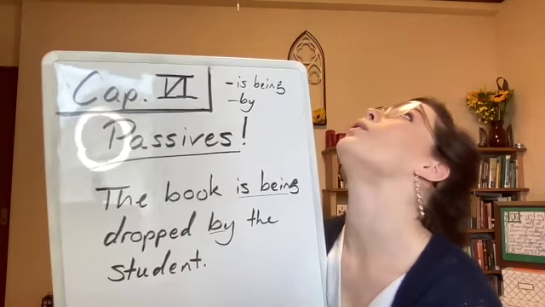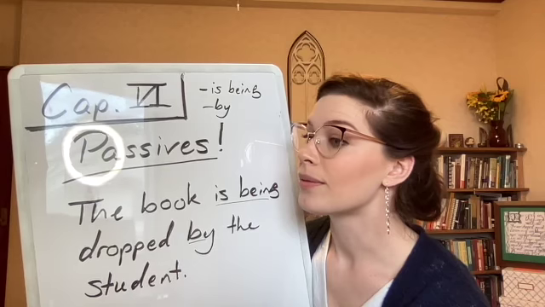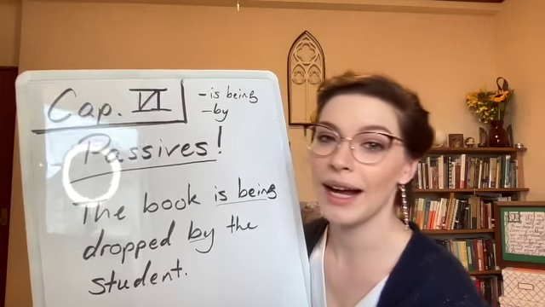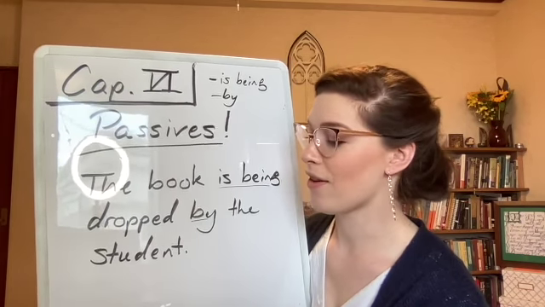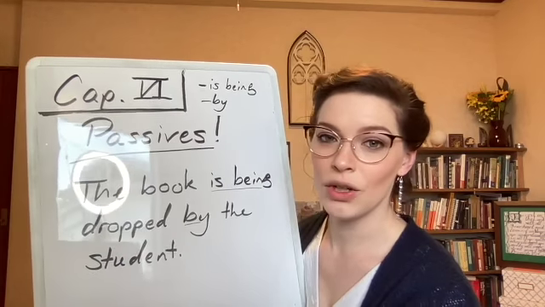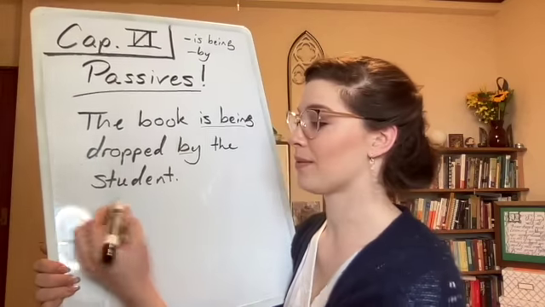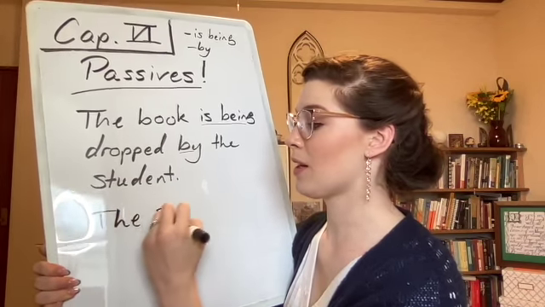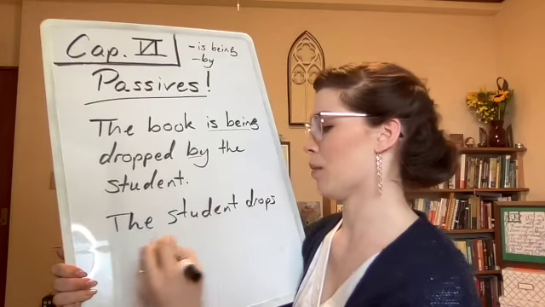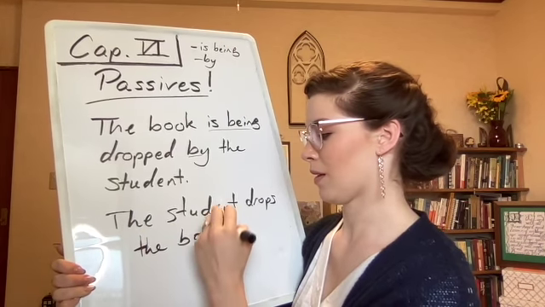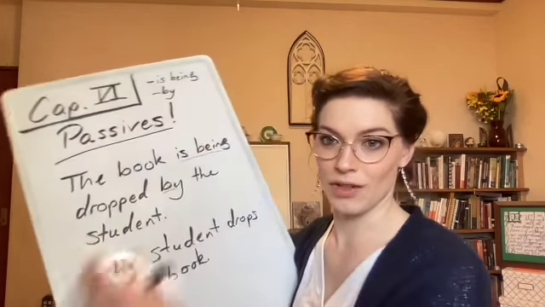10, 9, 8, 7, 6, 5, 4, 3, 2, 1. Boards up. All right. The correct answer is the student drops the book. Kapow. That's the active. The student drops the book. It just happens.